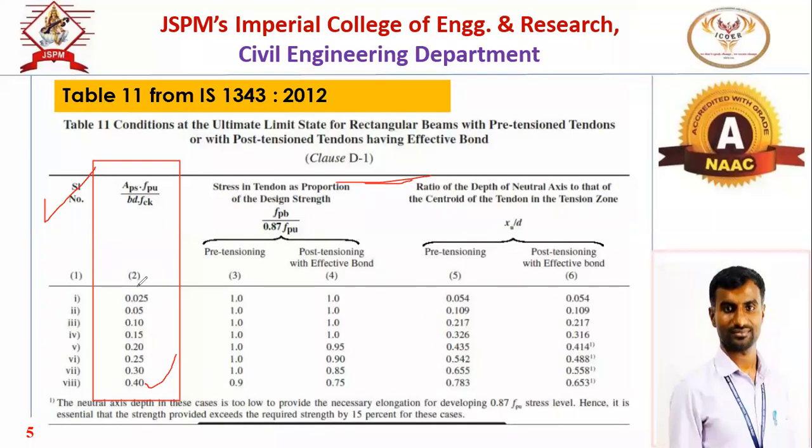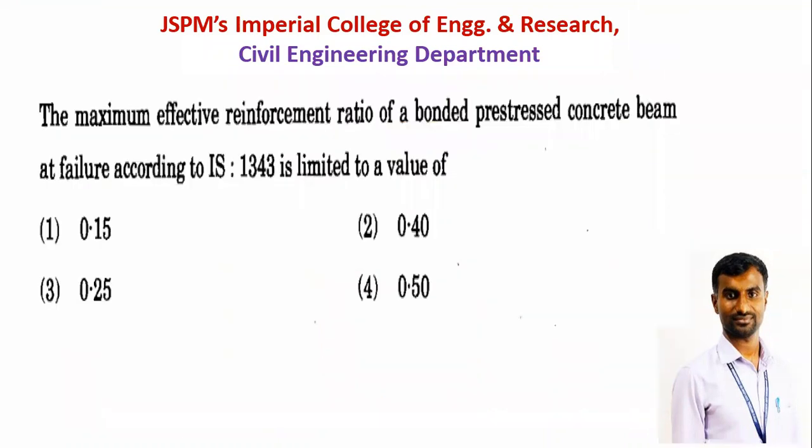But we need to remember the values. We do not need to remember all the values, because for design in a conventional paper you are allowed the IS code, but in competitive examinations where the IS code is not allowed, the extreme values are important, minimum and maximum. They will not ask the in-between values. They will ask the minimum value and the maximum value. So the maximum is 0.40. This was the question asked in the MPSC examination, and the correct answer is option 2.